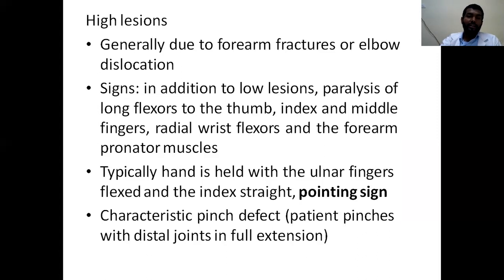A high lesion is generally due to forearm fracture or elbow dislocation. The signs are, in addition to the low lesion signs, paralysis of the long flexors to the thumb, index and middle fingers. Radial wrist flexors are lost and the forearm pronator muscles are lost. Typically, the hand is held with the ulnar fingers flexed and the index straight. This is called your pointing sign. Now, the characteristic pinch defect is seen in these patients.